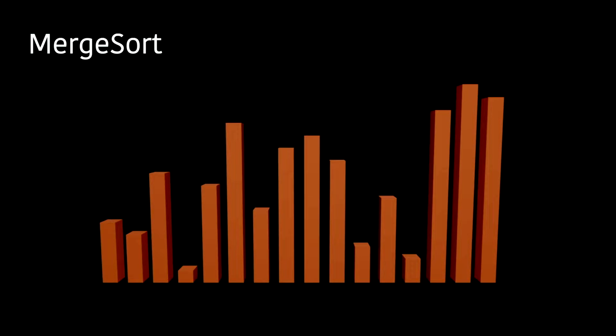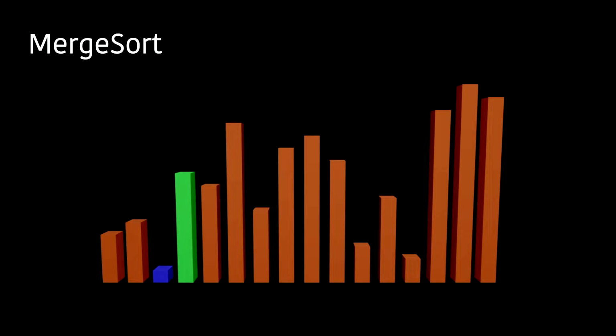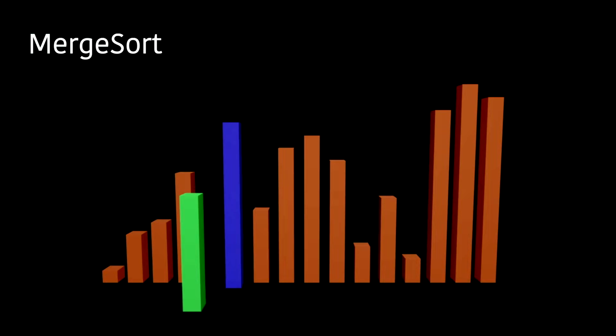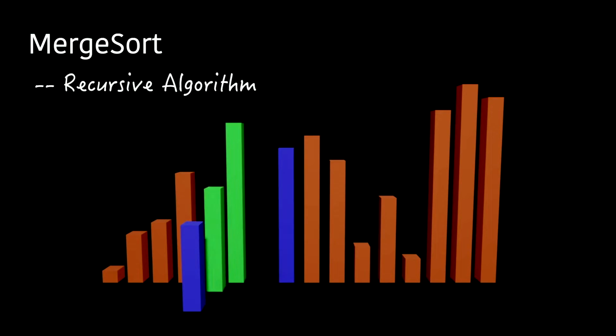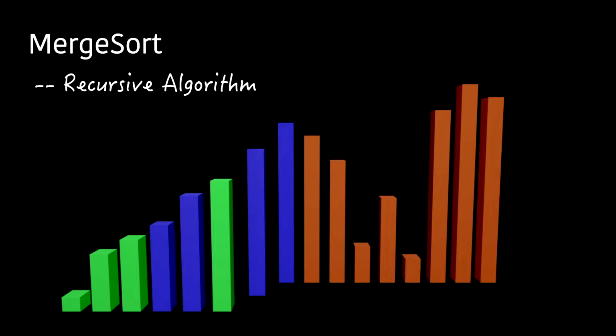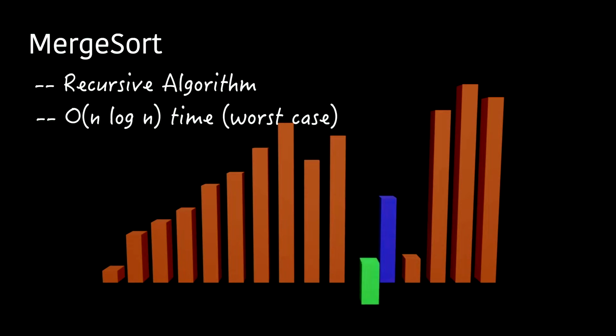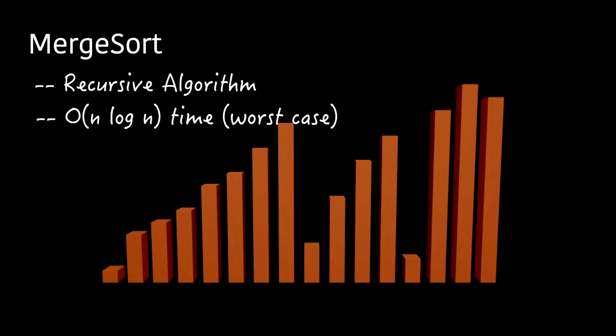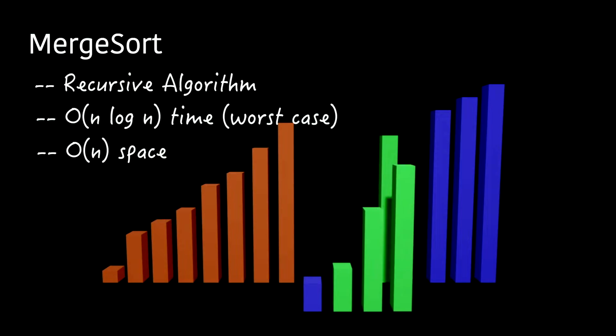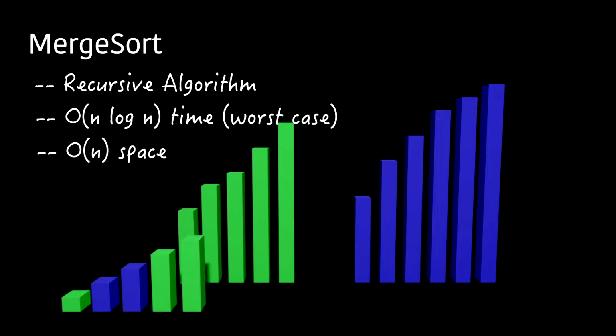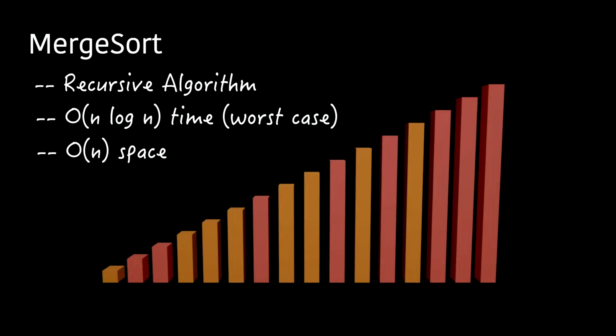Today, I want to share with you a visualized explanation of the merge sort algorithm. This algorithm has a classic recursive implementation. The time complexity of this algorithm is big O of n log n. The space complexity is big O of n. This is also a perfect example to showcase how recursions actually work.